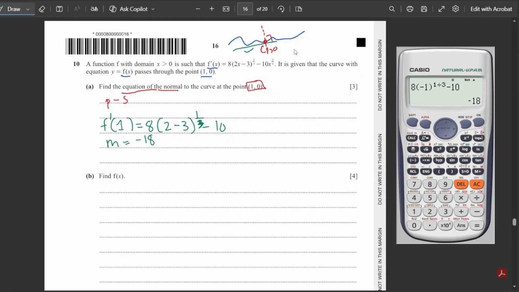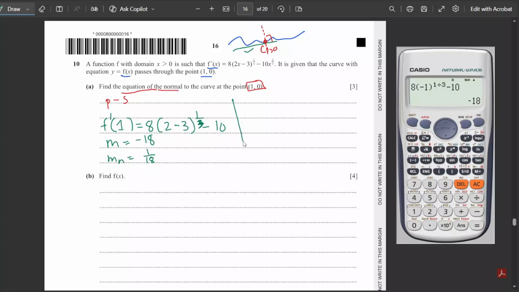Now this is the slope of the tangent line at this point. We want to find the slope of the normal line. So that's going to be the negative, which means the negative of this negative 18 is just going to be positive 18. And then the negative reciprocal. So the reciprocal of positive 18 is going to be 1 over 18. This is the slope of the normal line at the point we have.